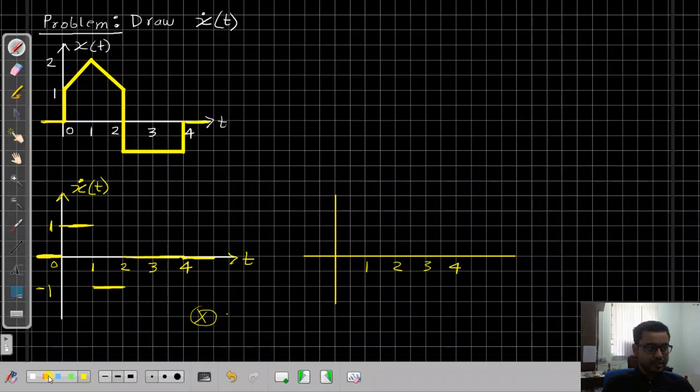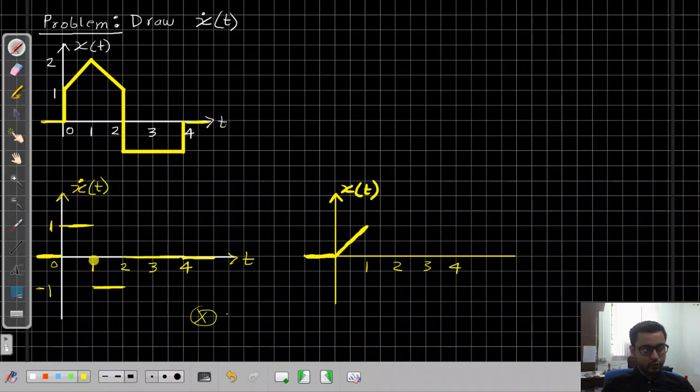Let us start from 0, and then here the rate of increase is 0, so the integration will be flat. So I am drawing x of t back calculated from x dot t. Starting from 0, in this part the signal x(t) will not change. After that, in this part the signal will increase with a slope of 1. So it increases like this.